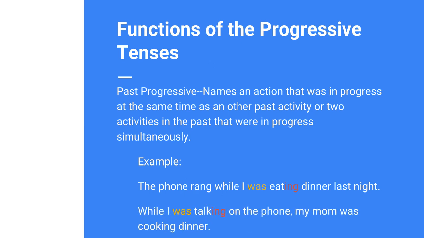Or, while I was talking on the phone, my mom was cooking dinner. Cooking and talking are happening at the exact same moment. They're occurring for the same duration. Those both get the past progressive.